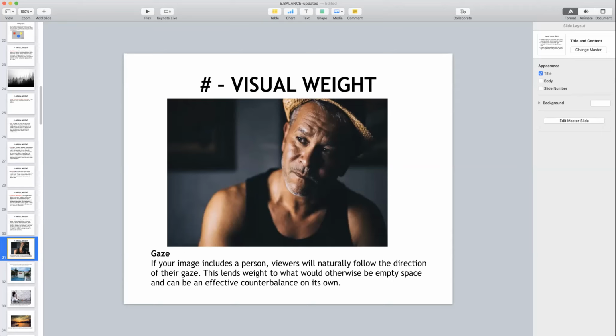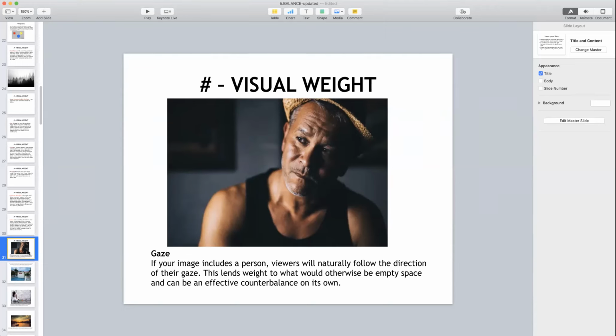When you look at someone normally, and when you look at someone with anger, there's a lot of difference. There's a lot of difference when you look daggers at someone, we call it looking angry. So here, if your image includes a person, the viewer will naturally follow the direction of their gaze. This lends weight to what would otherwise be empty space.